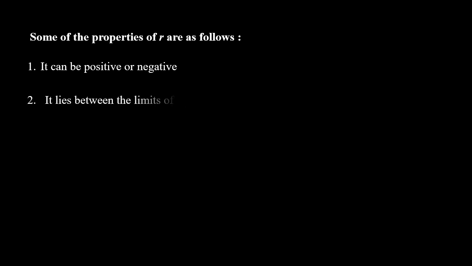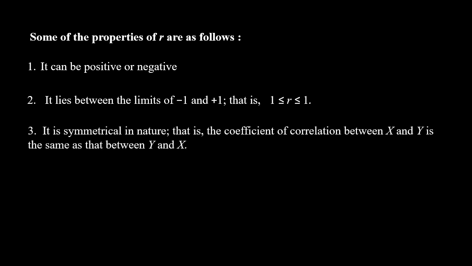Some of the properties of r are as follows. The first property is it can be positive or negative. The second one, r lies between two limits, -1 and +1. It is symmetrical in nature. That means the coefficient of correlation between x and y is the same as between y and x.